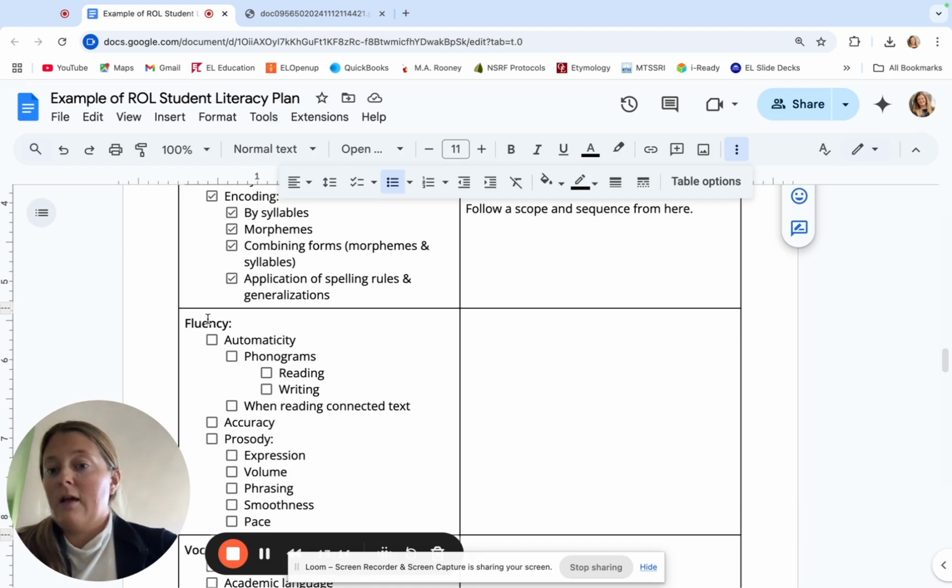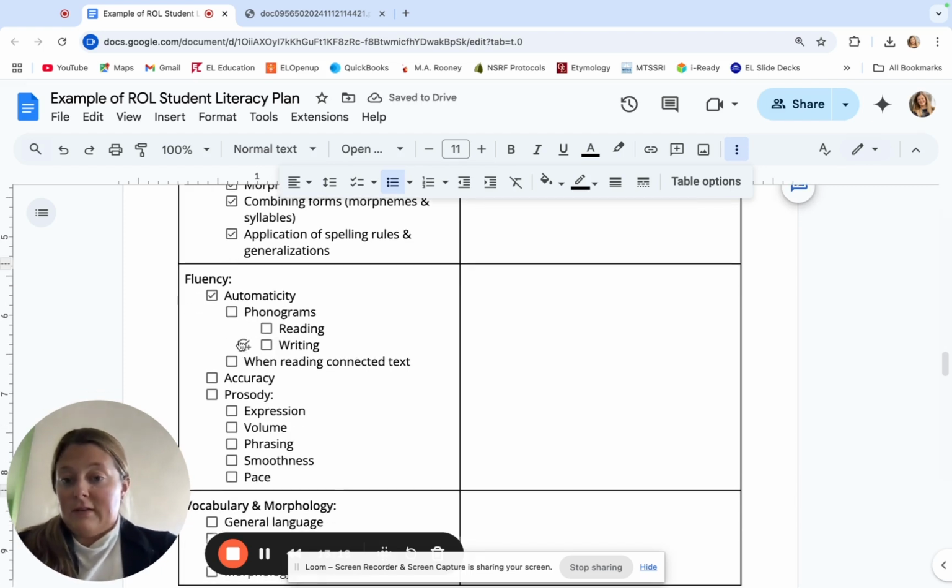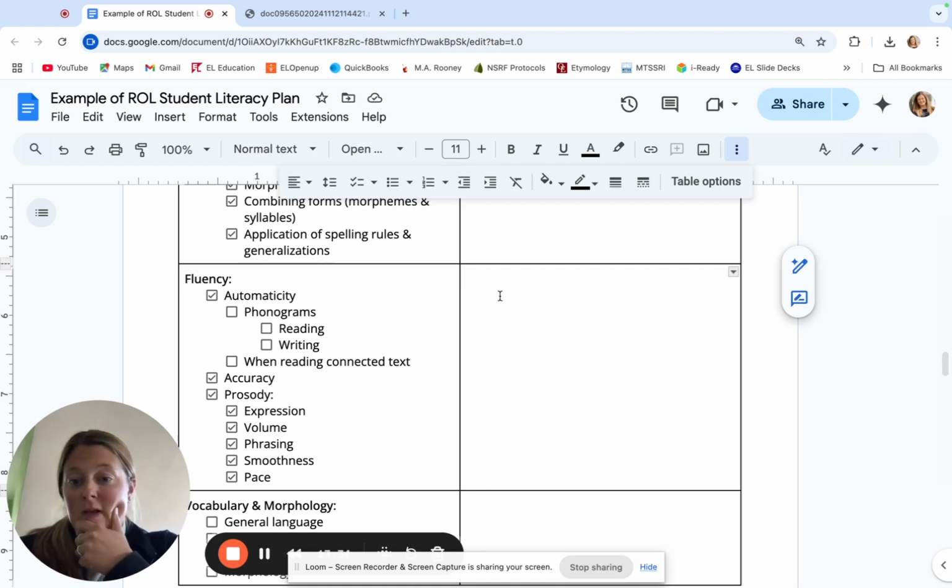Okay, so for fluency, he needed automaticity. He needs accuracy, prosody. He needed all of those things. So, I mean, I don't know if I have to type much out here.